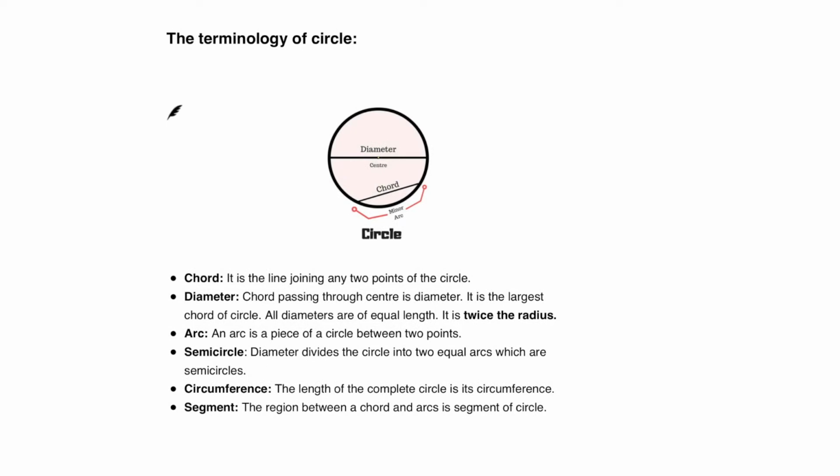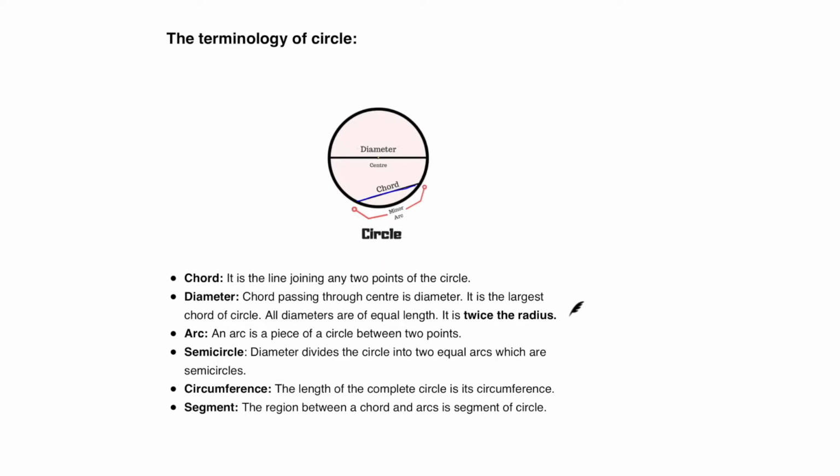Let's start by understanding some of the basic terminology of a circle. What is a chord? It is the line joining any 2 points of the circle. This is called a chord. A diameter is also a chord that passes through the center. It is the largest chord of the circle. All diameters are of equal length and it is twice the radius.